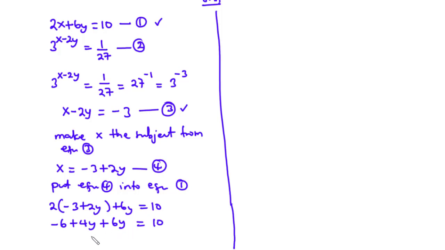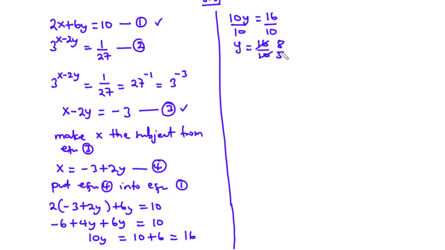4y plus 6y is 10y. We transpose negative 6 to the right hand side, it becomes plus 6. And this is equal to 16. So we have 10y equals 16. We divide through by 10, and then we have y to be equal to 16 over 10. 2 goes here 8 times, 2 goes here 5 times. Therefore, y is equal to 8 over 5.